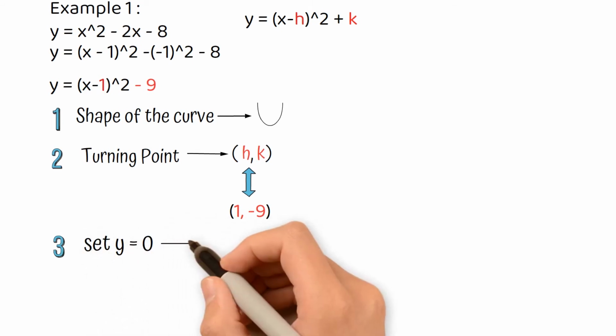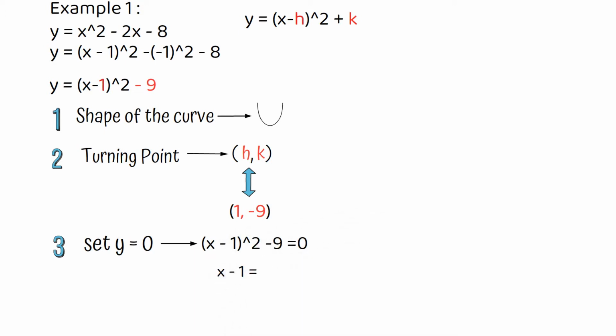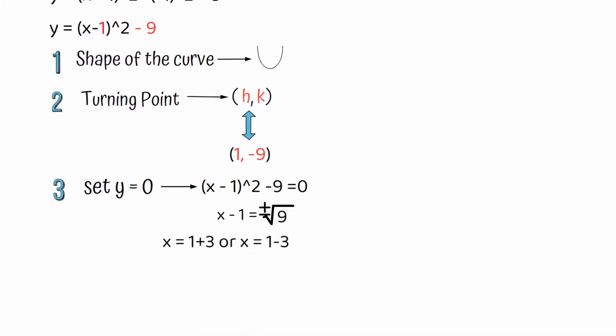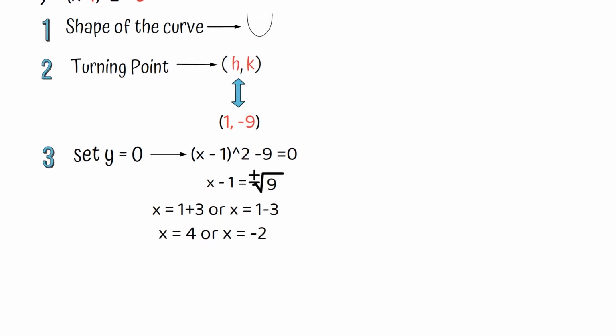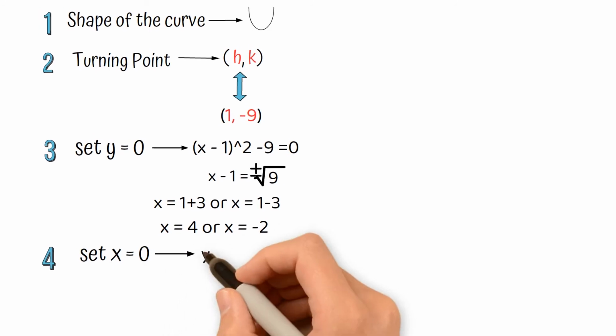Step 3. Set y equals to 0. This is to determine the x-intercepts. These are the points that cut the x-axis. Step 4. Set x equals to 0 to determine the y-intercept.